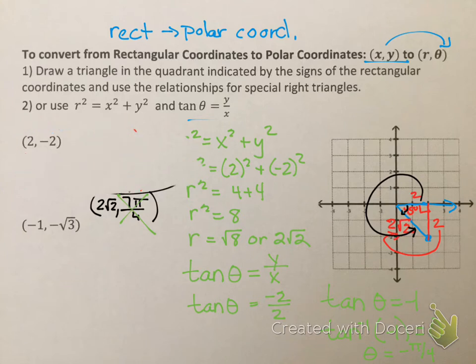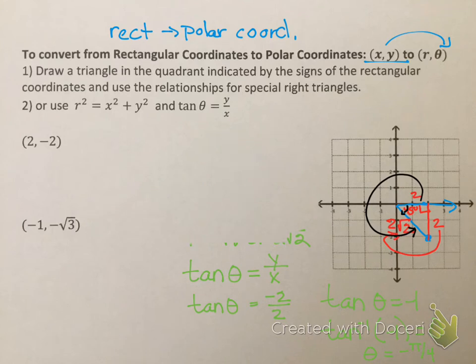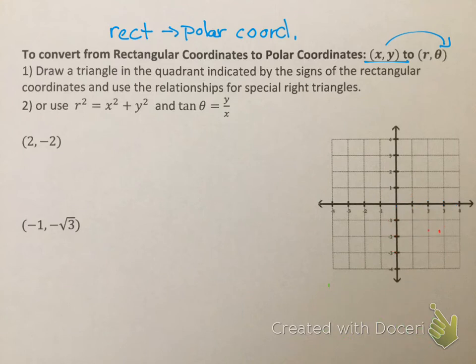So let's look at my second point and find those polar coordinates. So I am plotting here negative 1, square root of 3. So that's about right there. Negative 1, negative rad 3. So there's my angle measure. This side is 1. This side is the square root of 3. Drop my perpendicular right here.